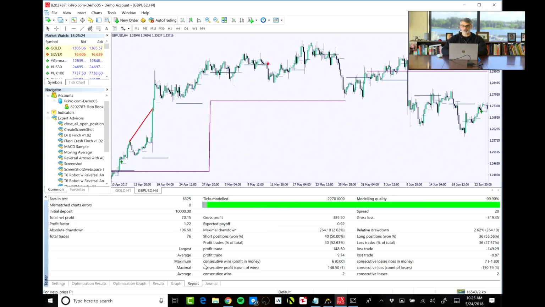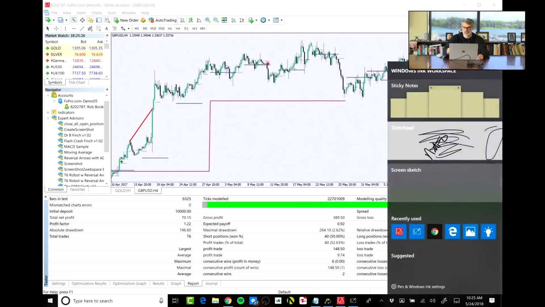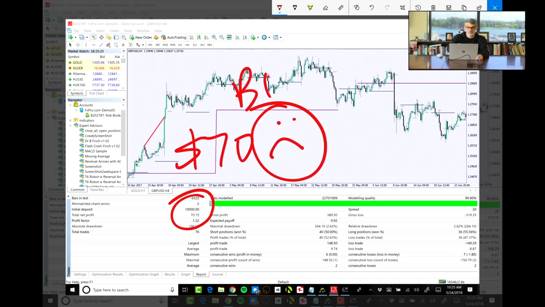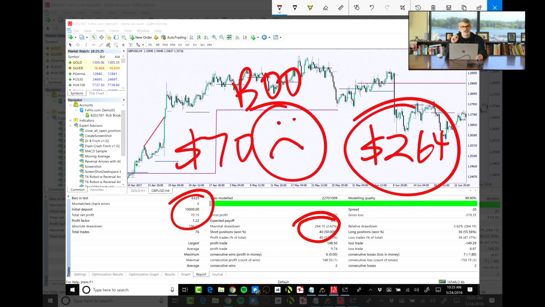So here's the report. This is how it went. We made $70. Okay? Boo. But our drawdown went down to $264. Nate, we had a drawdown previously of $2,100, and now we've reduced the drawdown by a factor of 9 or 10. This is plus, plus, plus.